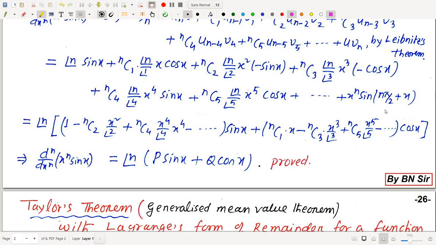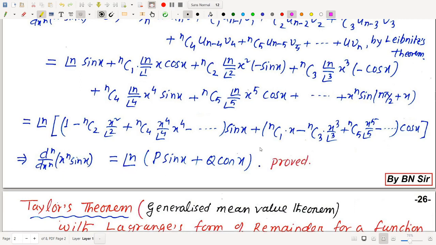So this is a finite series. Now we collect the coefficients of sin x and cos x. Just collecting coefficients of sin x and cos x, we have got factorial n into this expression into sin x plus this expression into cos x, and then it is given in the question, this is p, this is q, so it is factorial n into p sin x plus q cos x. So proved. This is nth derivative of x to the power n sin x.